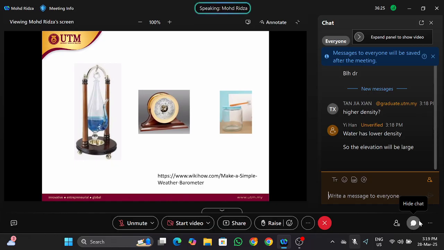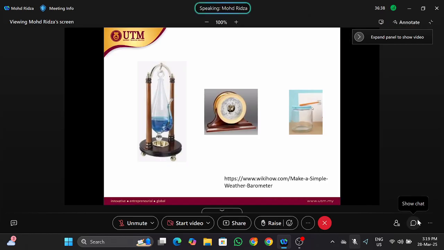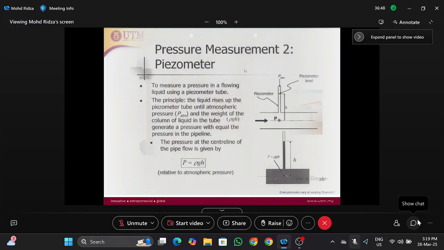So these are examples of barometer. You have a manual barometer, you have a digital barometer, and then you can make your own barometer, on the right side here. So this is some link that you can have a look. So we have looked into barometer.